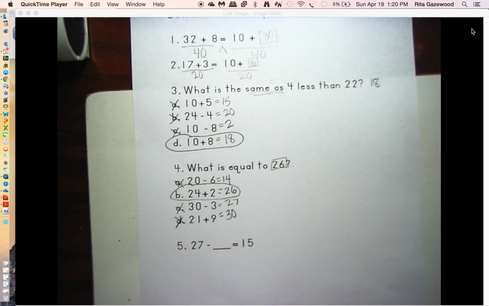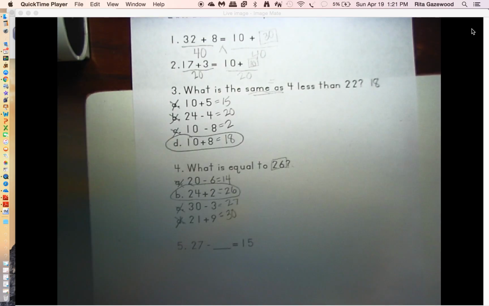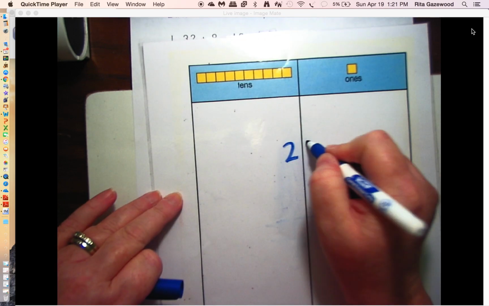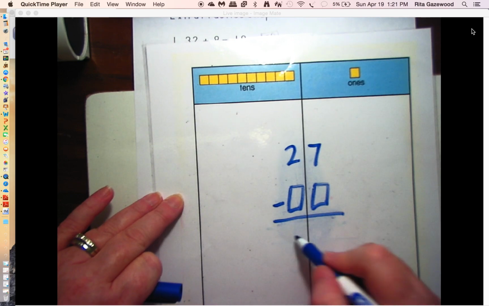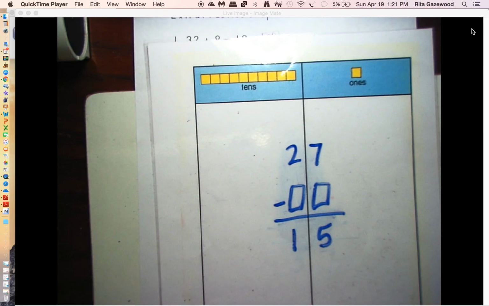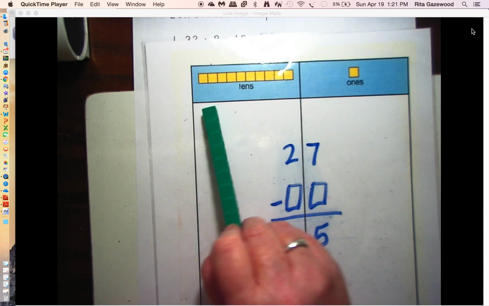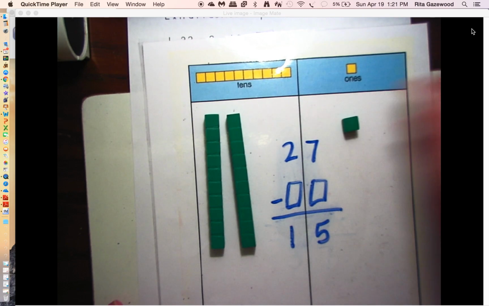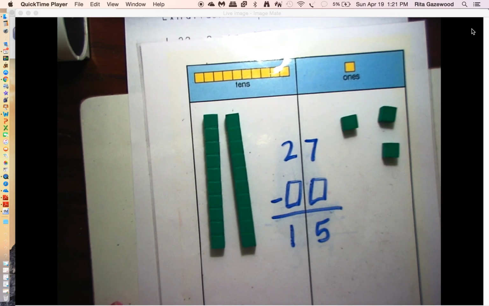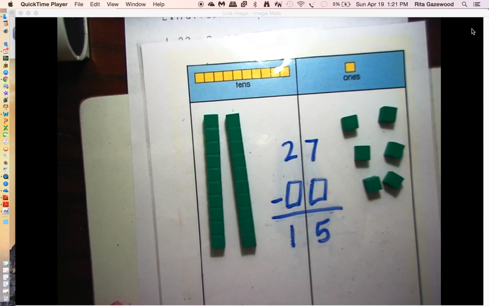Now the last problem is a finding the unknown problem, which I know you're really good at finding the unknown, but we're working with bigger numbers now. So I'm going to pull out the place value chart. Again, you can use virtual manipulatives when you get to this point. So it's 27 minus something equals 15. So 27 minus, I'm trying to figure out what do I have to take away to equal 15. So remember with subtraction, we only model the first number. So I'm going to model 27. So I have 2 tens. 1, 2, 3, 4, 5, 6, 7.